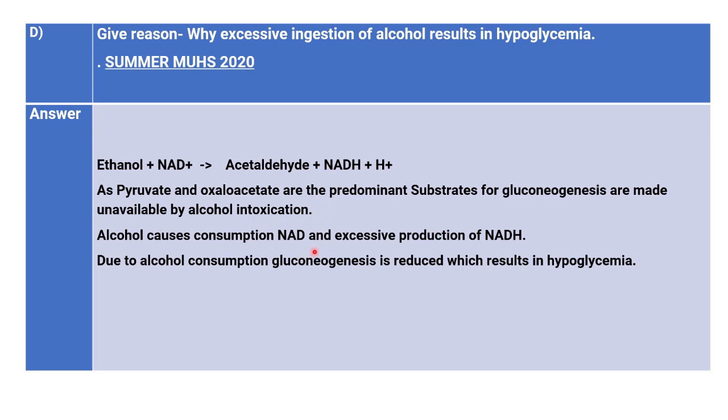We need NAD for gluconeogenesis, but the excess NAD is utilized for the oxidation of ethanol to acetaldehyde. The NAD there gets converted to NADH. So during gluconeogenesis, there is unavailability of NAD. That's why gluconeogenesis is hampered, and the conversion of pyruvate and oxaloacetate into glucose is impaired. Due to alcohol consumption, gluconeogenesis is reduced, which results in hypoglycemia. So glucose will not be made from the non-carbohydrate precursors, that is pyruvate and oxaloacetate.